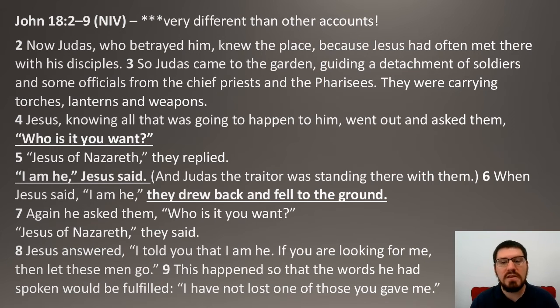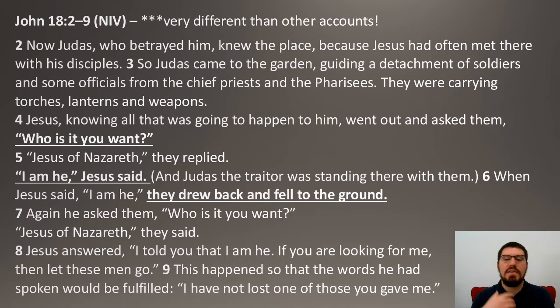I think that only makes sense when you see in verse 6 that they drew back and they fell to the ground at that moment. I mean, they were just taken aback by what is taking place right here. But Jesus openly tells them, "Look, I am the guy. Let these other people go."